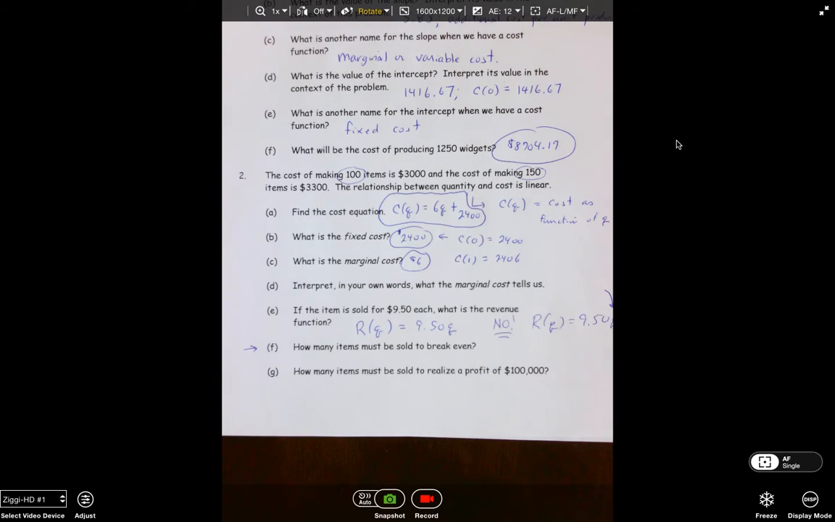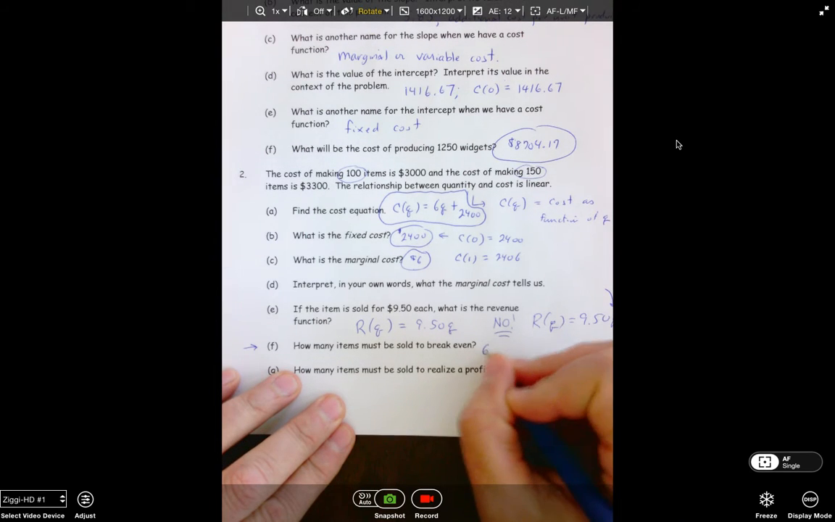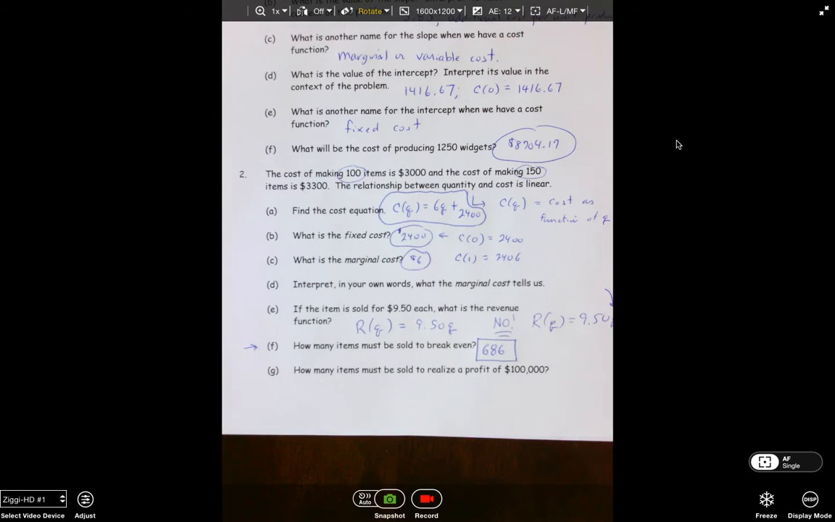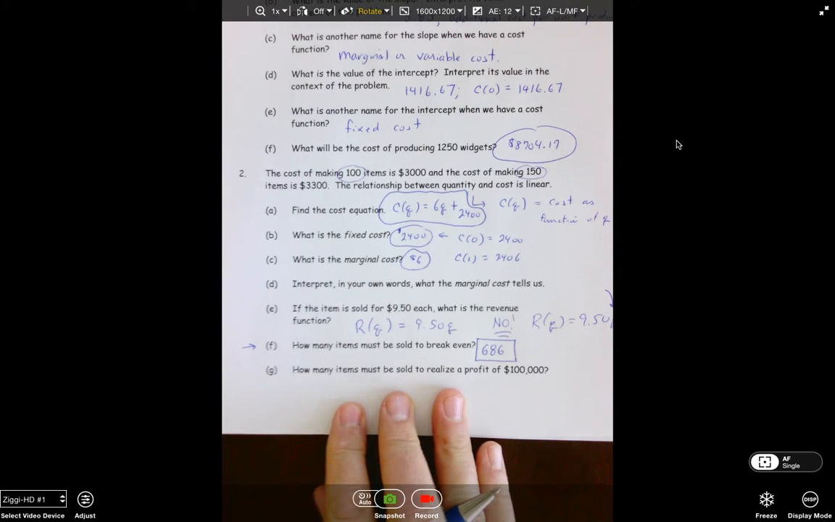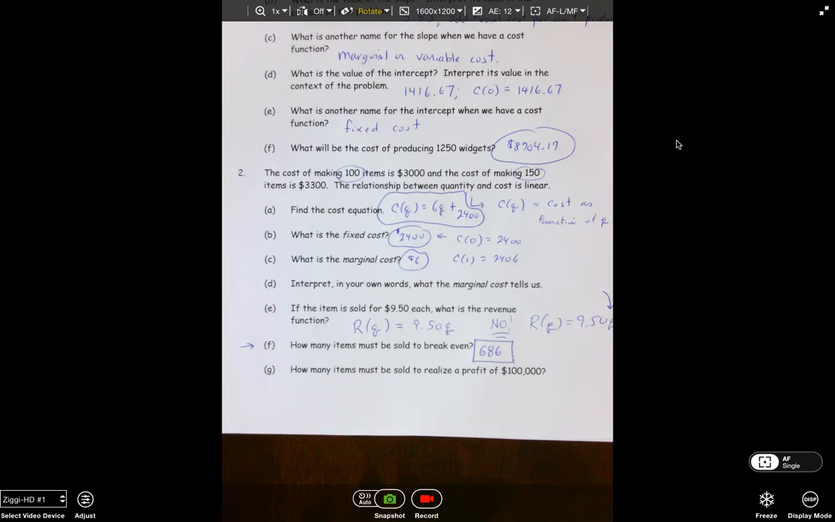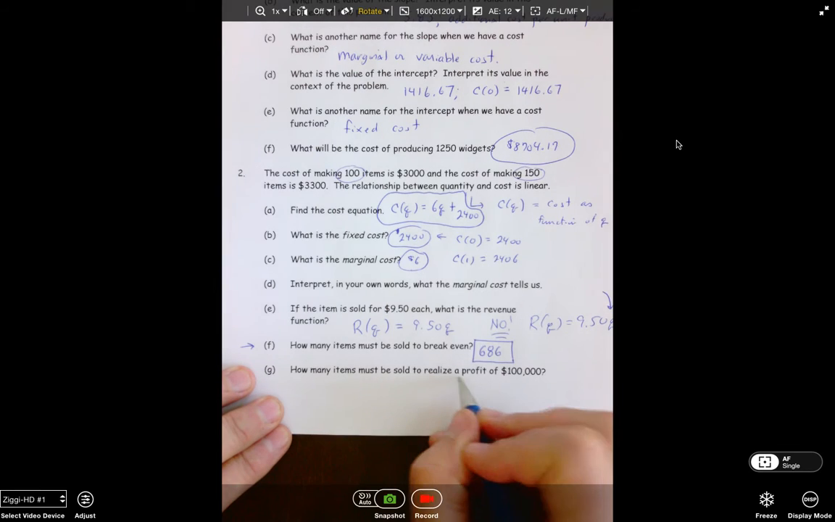Okay. Now, how many items? So how many items must be sold to break even? This is going to be 686. Now, next question there is how many items must be sold to realize a profit of 100,000?